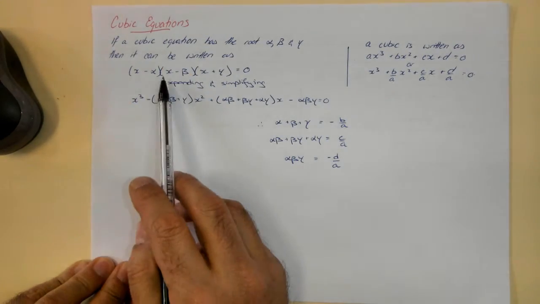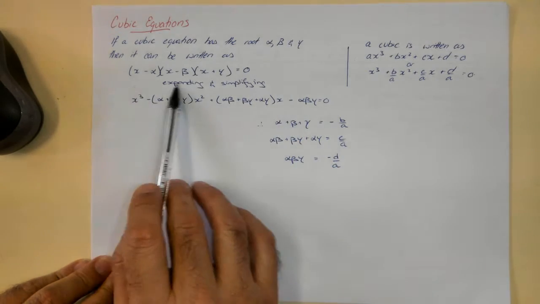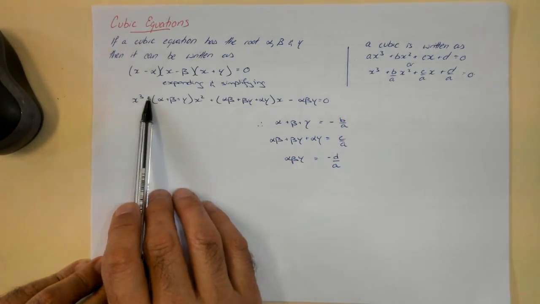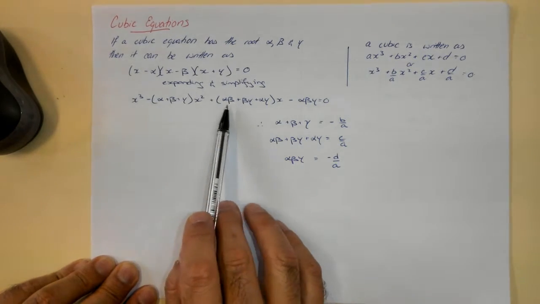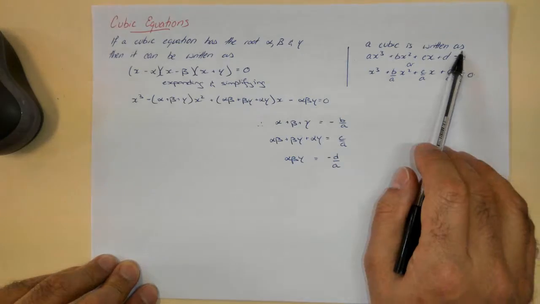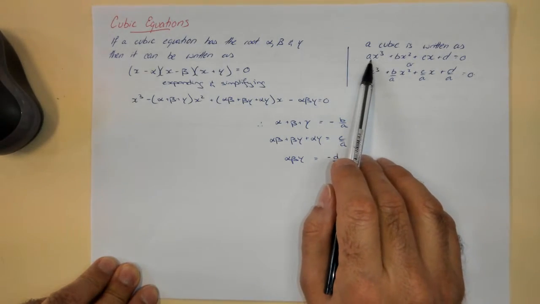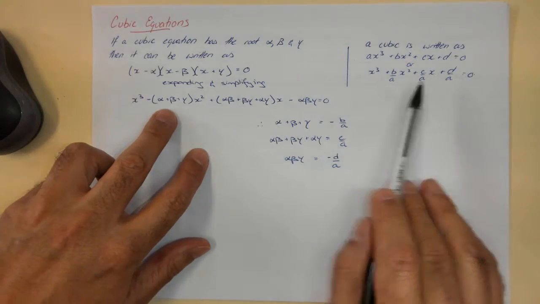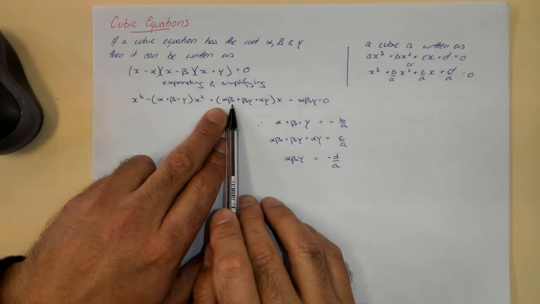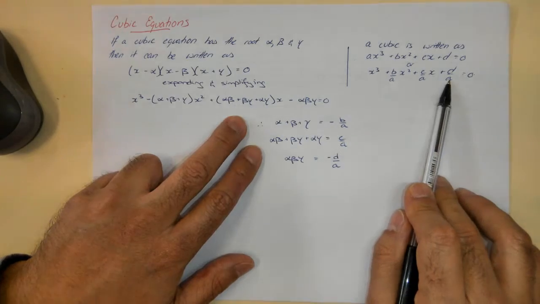It's similar with a cubic equation. So now we have three roots: alpha, beta and gamma. If we multiply them out, we get x cubed minus the sum alpha plus beta plus gamma, x squared, plus alpha beta plus beta gamma plus alpha gamma, of x, minus alpha beta gamma equals 0. Similarly, writing it in the general form ax cubed plus bx squared plus cx plus d, and dividing everything by the coefficient, the sum of the roots is equal to negative b on a. The sum of the roots taken two at a time is equal to c on a. And the product of the roots is equal to negative d on a.